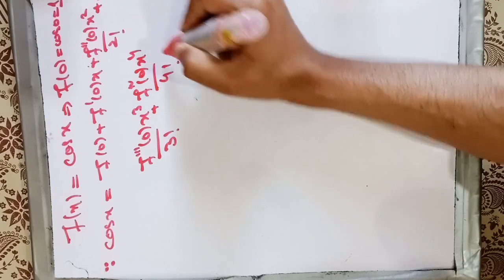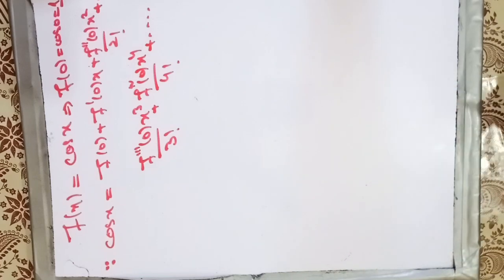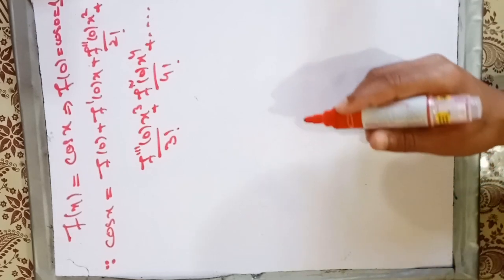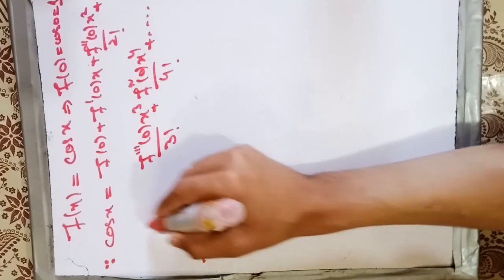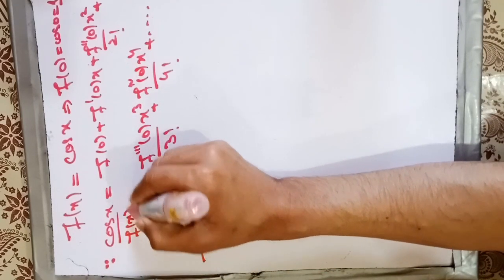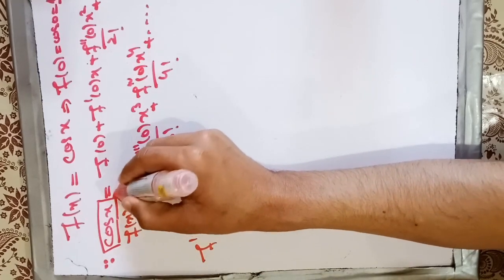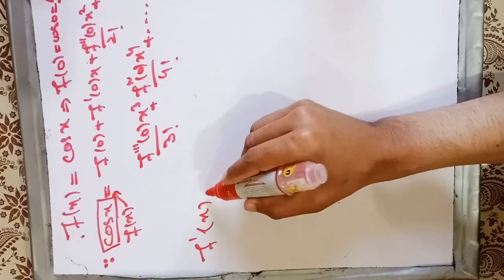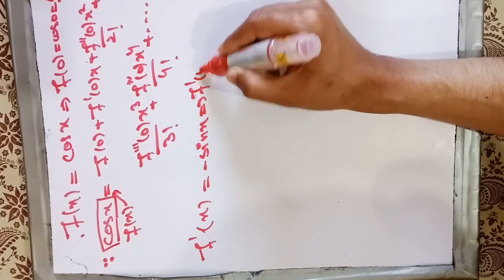x4 over 4 factorial, and you can see that according to the requirement we just need to find the pattern of the derivatives up to the third or fourth. So for that reason we first find the first derivative. f prime x is equal to the derivative of cos x, which is minus sin x, and if we put 0 in that function we get the answer 0.